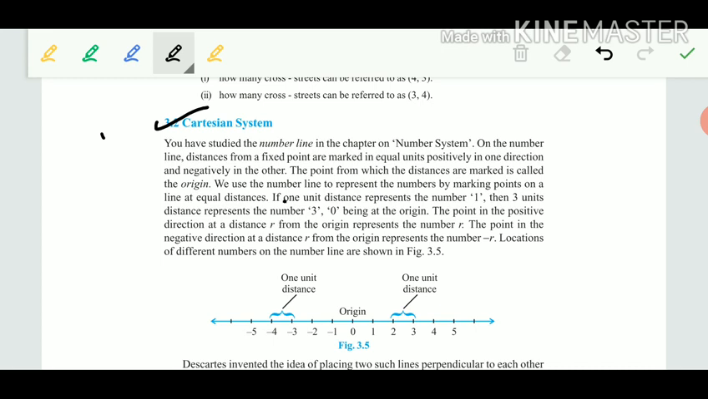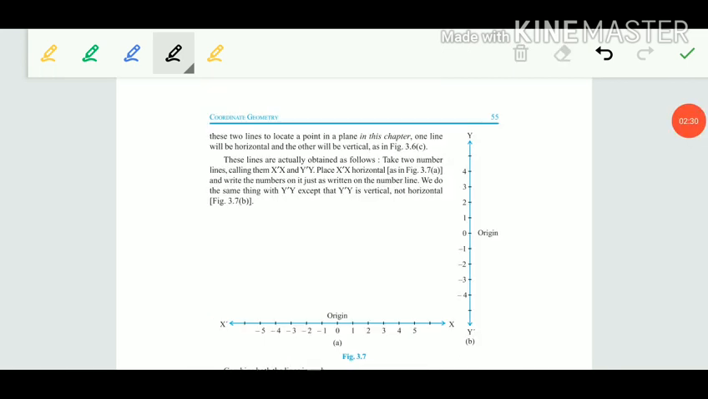If 1 unit distance is represented by 1, then 3 unit distance is represented by 3. Like if you have to find the distance between 1 and 4, how many units are there? 1, 2, 3. So it is represented by 3. The distance on the right side is denoted by r, and the distance on the left side is represented by minus r.